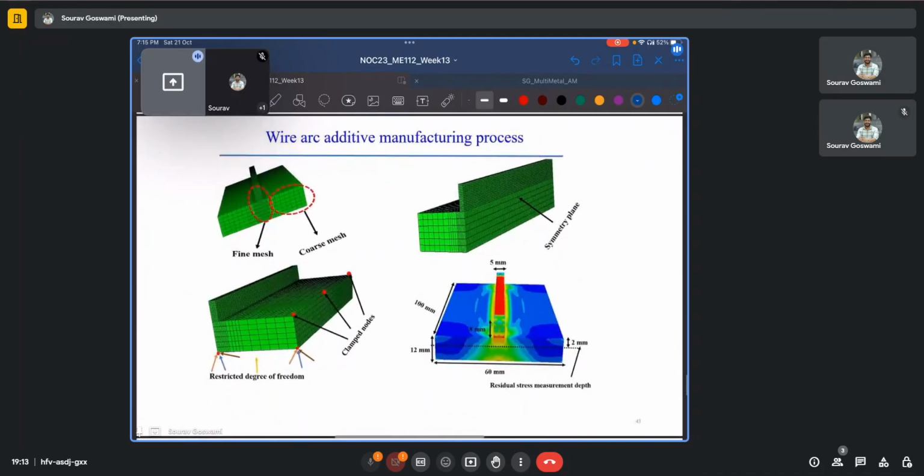So here are some further examples of the finite element based simulations of the wire arc additive manufacturing process. Here we see that some adaptive meshing has been performed. In our regions of interest, or in regions where the material is being deposited, we have opted for a very fine step size, whereas in regions far away, we have opted for coarser mesh sizes. And the figure on the right shows the residual stresses at the end of the deposition cycle.